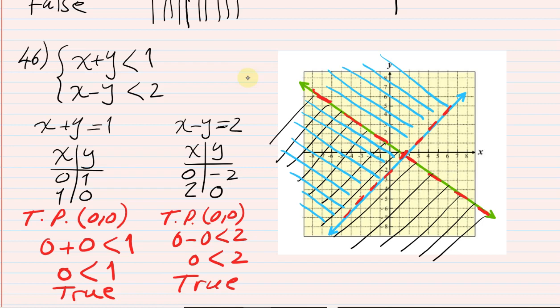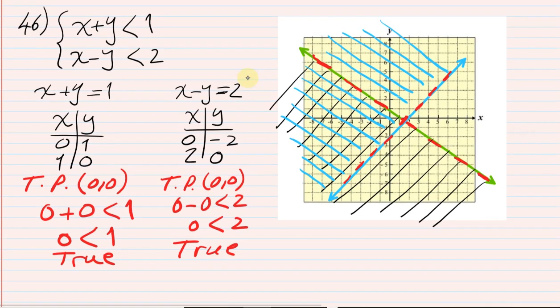Now, where do you think the solution is? Remember, the solution must work in both of them, right? So it looks like the crosshatch is the common region of intersection. So everything in here is going to work. That's going to be the solution to this system of inequalities. And there you go. That is the solution.